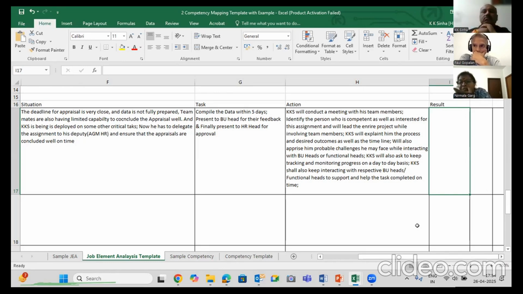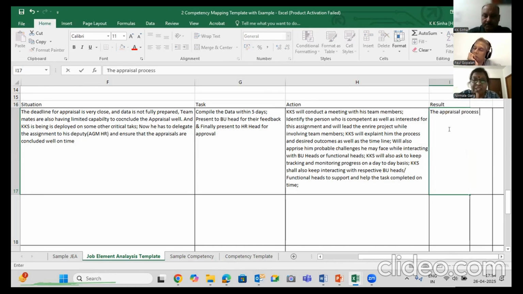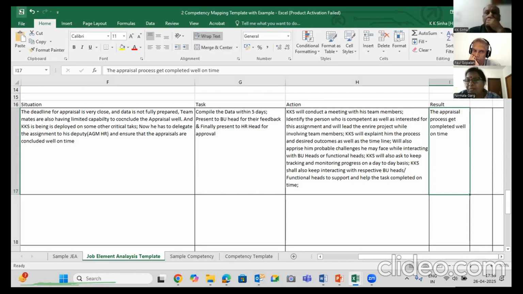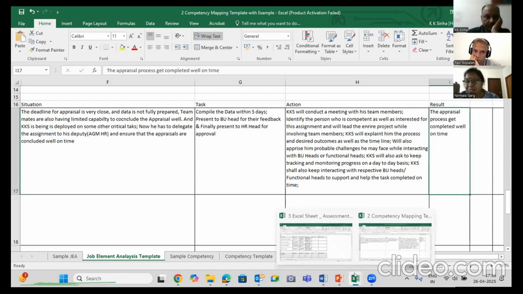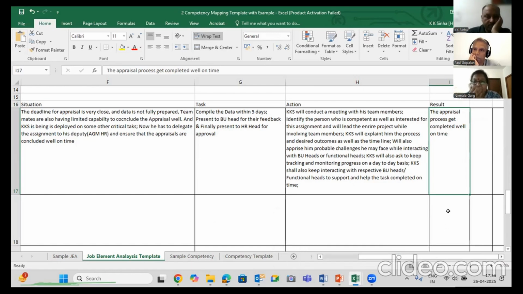Good one, good work. So the result was what? Completion of the process on time. Correct. I think it clearly amplifies. Now you are able to very clearly see the difference between a task and the action: the steps taken to complete a specific task. There could be many more tasks also in a critical incident, but here we have taken just one task and we have taken what would be the actions. Okay, guys, wonderful, very nice.